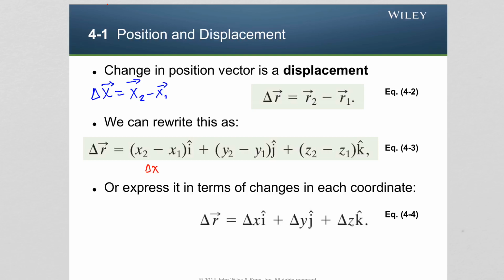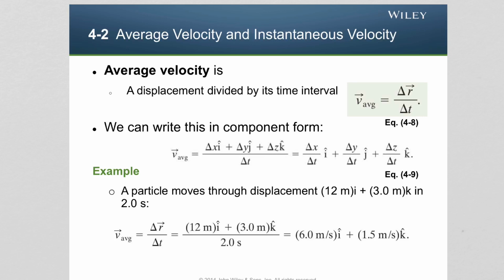And then the difference in the y components of the 2 position vectors will be delta y, and similarly the difference in the 2 z components of the 2 position vectors will be delta z. And so the displacement vector is the sum of the individual displacements along each coordinate direction. Or in other words, delta r is equal to delta x i hat plus delta y j hat plus delta z k hat. Now let's also expand the formalism in 3 dimensions to define average velocity.